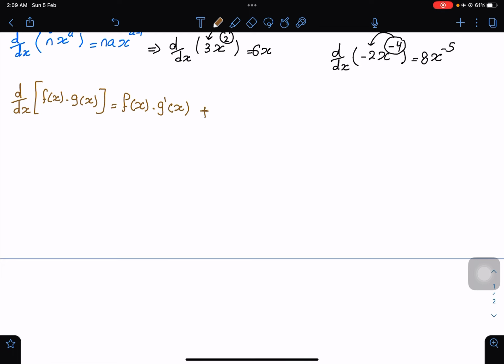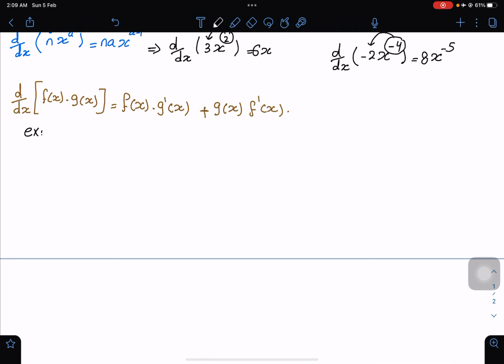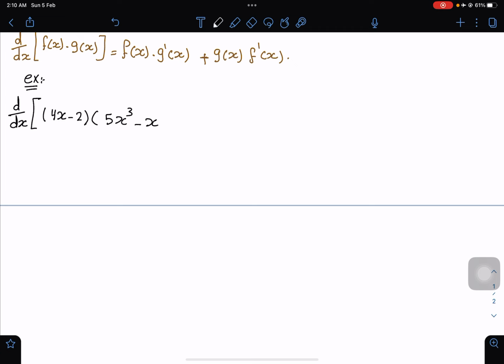Plus drop the second function as the same, then the derivative of the first function. This is an important rule. Example, d over dx for x minus 2 multiplied by 5x power 3 minus x, and I asked you to find a derivative of this function. This is the first function, this is the second function.